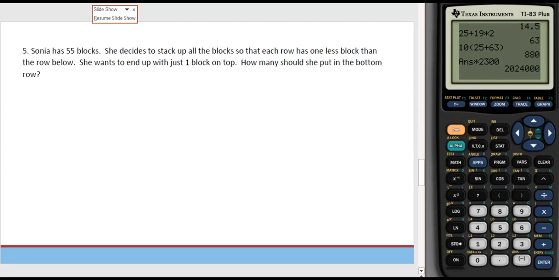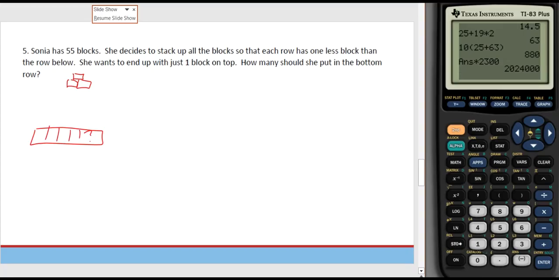Sonia has 55 blocks. She wants to stack all the blocks so that each row has one less block than the row below. She wants to end up with just one block on top. How many should she put on the bottom row? So she wants to build a pyramid, right, with her blocks. She wants to end up with one in the top row, and we don't know how many rows, but we know that she has 55 total blocks.